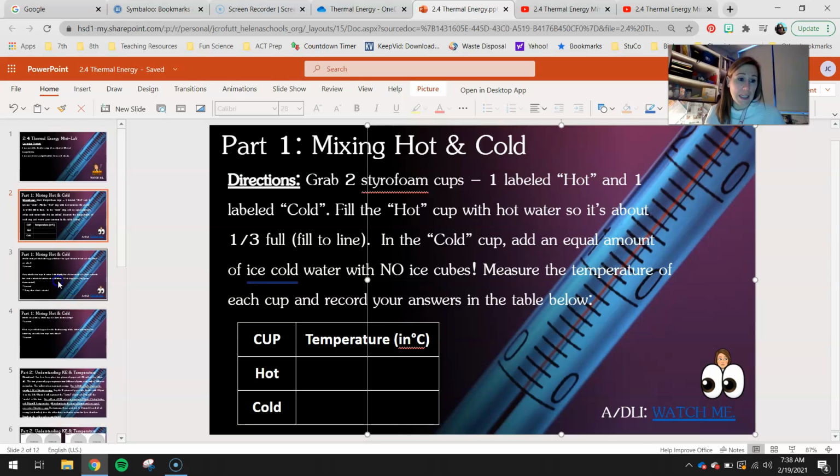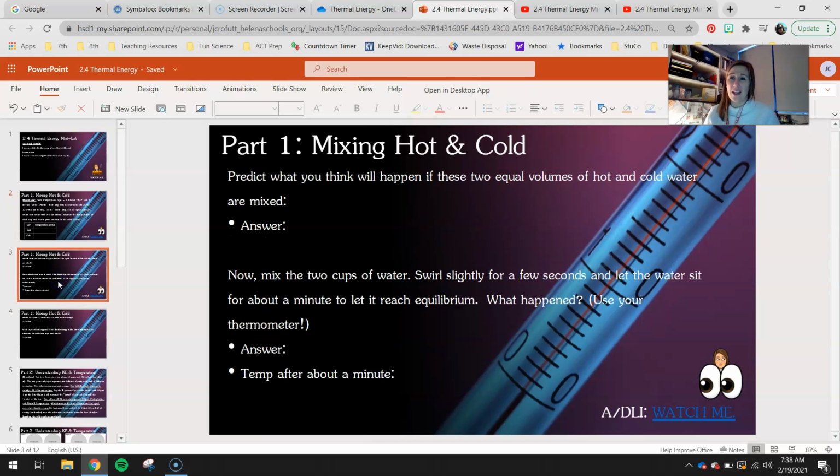Moving on to the second part of this. What you saw, and what you will model here in a second, is what a glass of hot water or hot object looks like versus what a cold object looks like. On this second part of our mini lab, you are going to mix those 2 volumes. So you have equal volumes of hot and equal volumes of cold. What do you think would happen if we were to mix those?